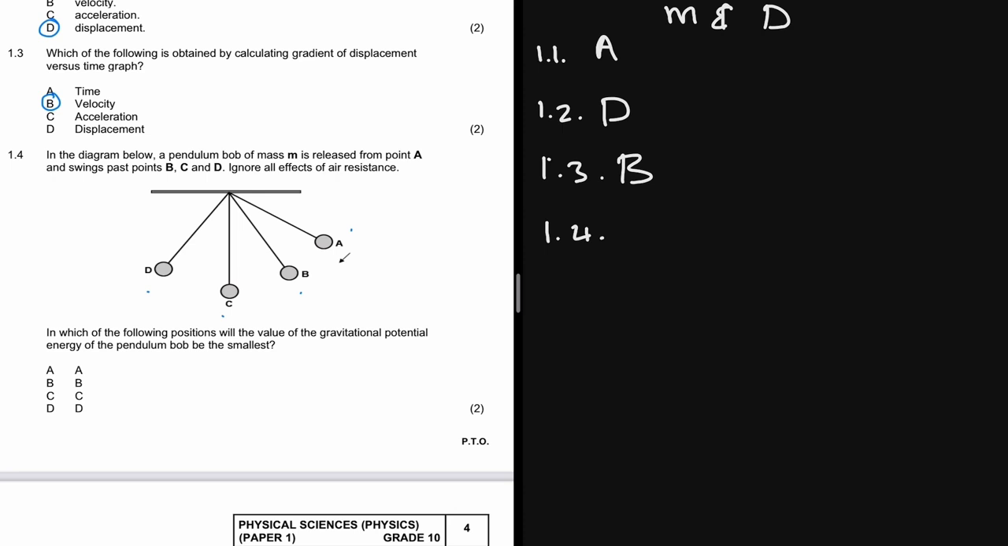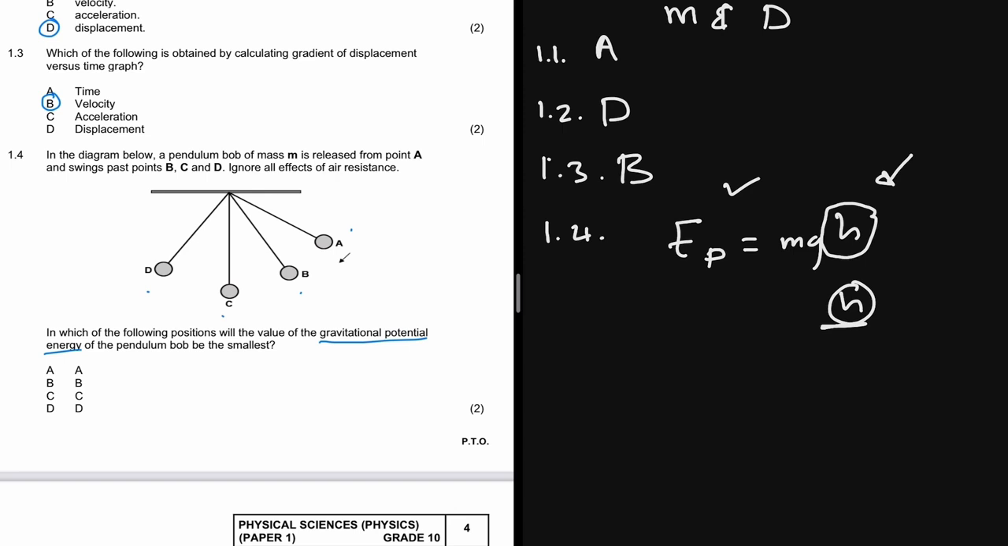So the question says, in which of the following positions will the value of gravitational potential energy of the pendulum bob be the smallest? Okay. So now remember, when you talk about gravitational potential energy, we actually talk about the potential energy which is given as mass multiplied by gravity and height. So now, if height is the highest, therefore we're going to have the high potential energy. But now if height is low, that means if we have the ball at the bottom, that is where we're going to have the less potential energy.